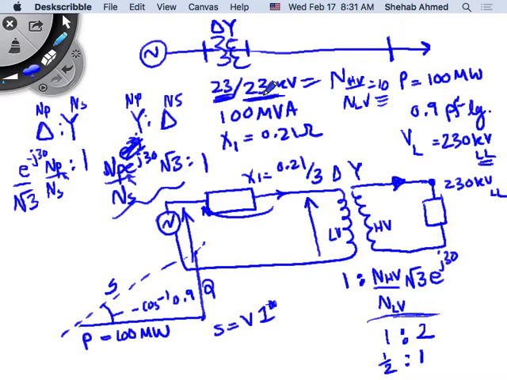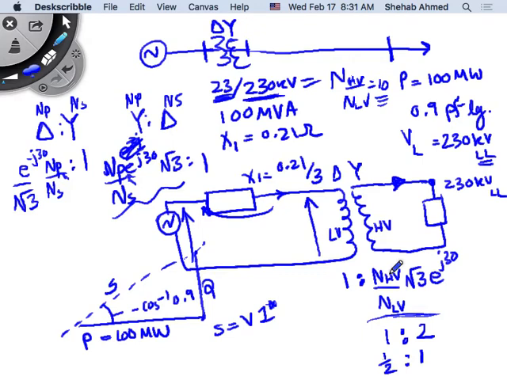If this was the rating for the star delta transformer, then I'm missing some information, because now I have the terminal voltages, but I don't have the turns ratio. So how do you calculate the terminal voltages from the turns ratio? How? Yeah, 30 degrees will be there, right?